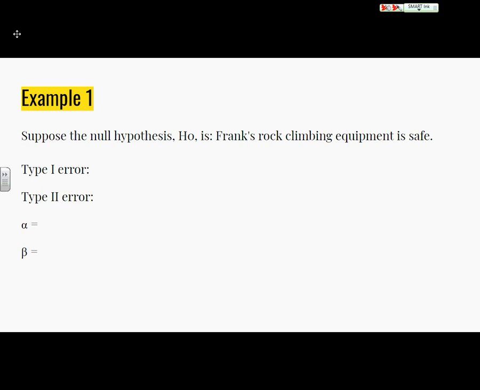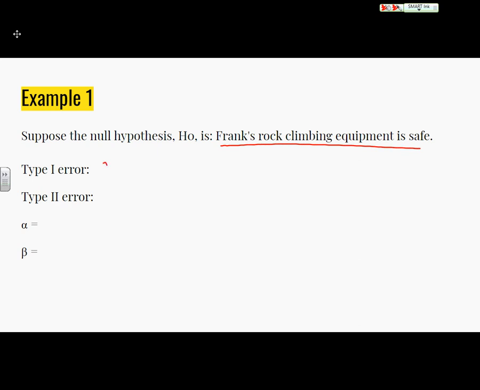And so my null hypothesis in this case is going to be Frank's rock climbing equipment is safe. Okay. I want to, in words, describe what type 1 error is. Definitely seen this on the statistics final before that CMO gives. So in words, describing what the type 1 error would be. Type 1 error is going to be whenever I reject H naught. So I'm going to say that his equipment is not safe.